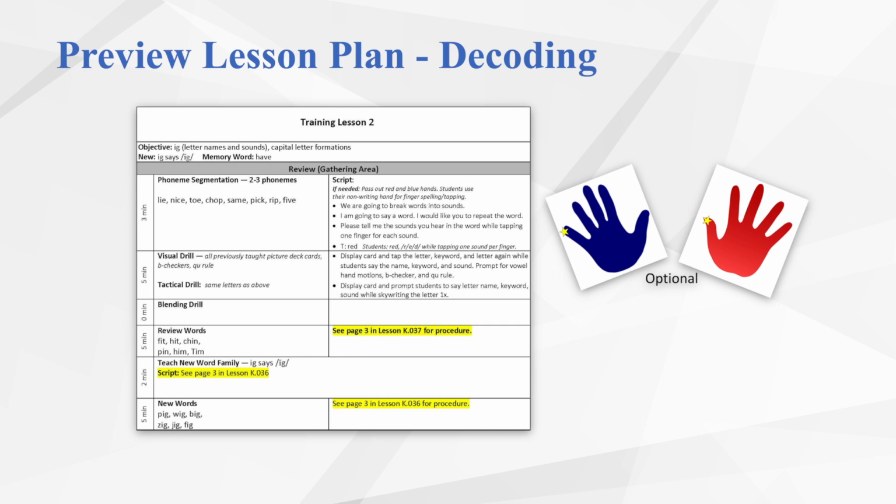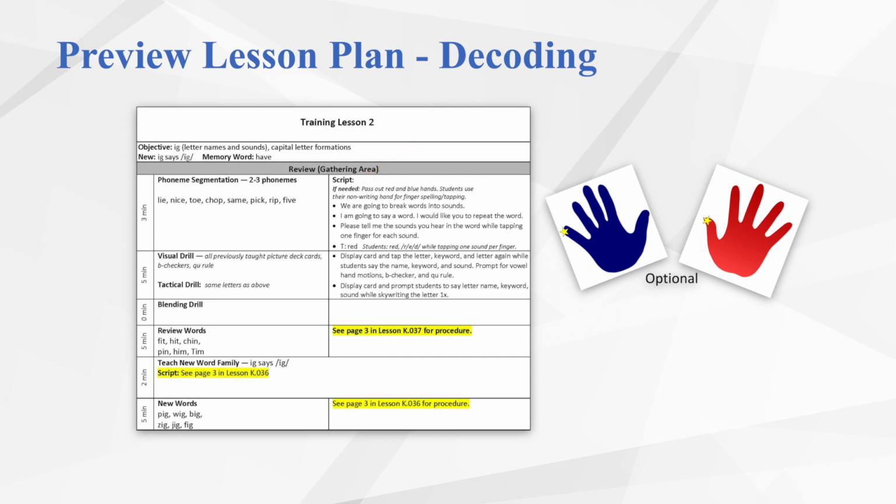As we've mentioned in training, lessons always begin with review. The review components at this point are phoneme segmentation, the visual drill, tactile drill, and review words to read. If you look at phoneme segmentation on the right side of the lesson, you will notice that the red and blue hands are only used if students still need these tools. If not, they can fingerspell on the rug or their leg.